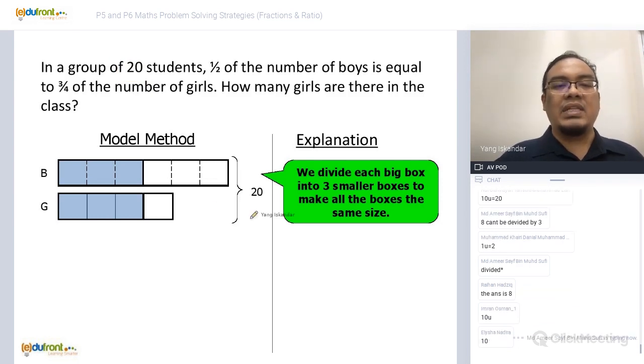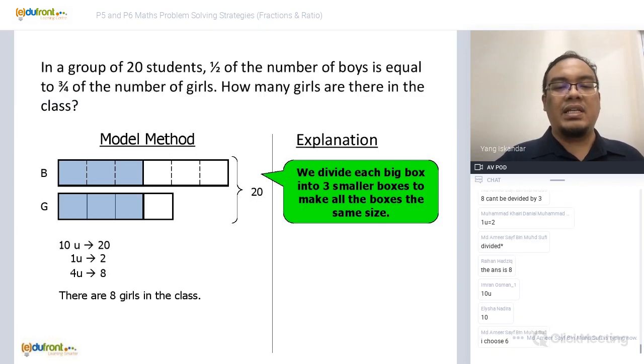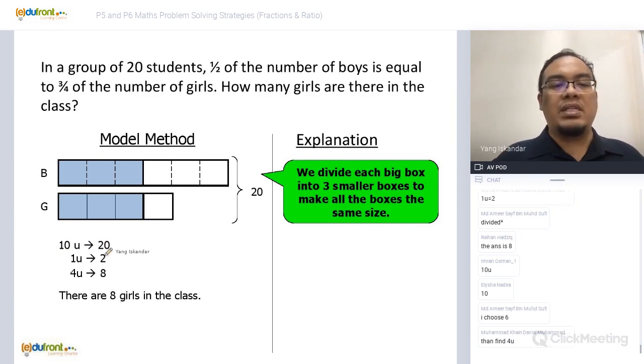Okay, so total number of students, there are 20. Right, and so 10 units is 20. 1 unit is 2. How do I get 2? 20 divided by 10, you get 2. And then they ask you, how many girls are there in the class?